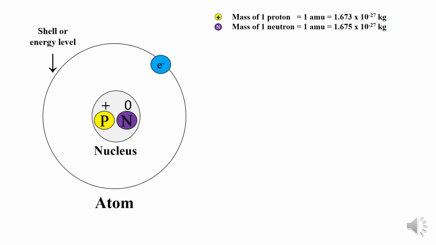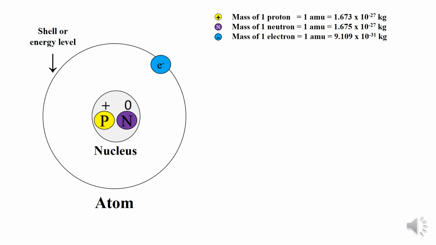Now, each subatomic particle acts as a unit, and when we consider the mass of each unit, we express it in terms of atomic mass unit. So the mass of one proton will be expressed in terms of one atomic mass unit, that is equivalent to 1.673 × 10^-27 kilograms. Mass of one neutron will also be expressed in terms of one atomic mass unit, that is equivalent to 1.675 × 10^-27 kilograms.